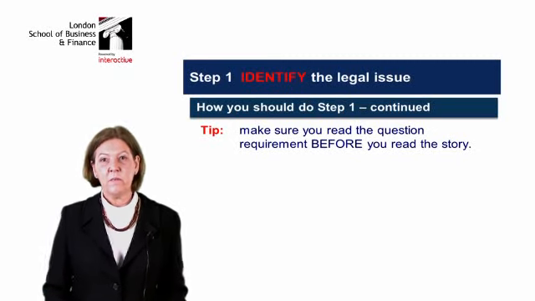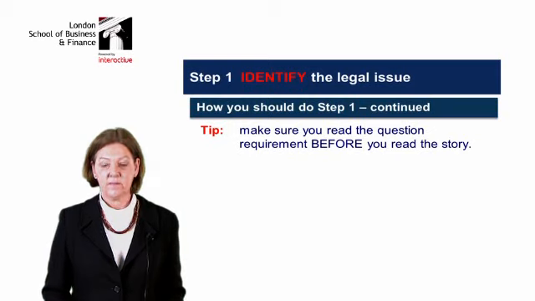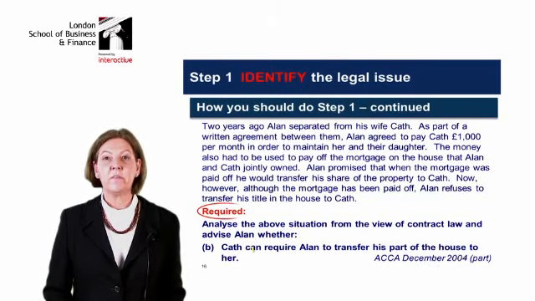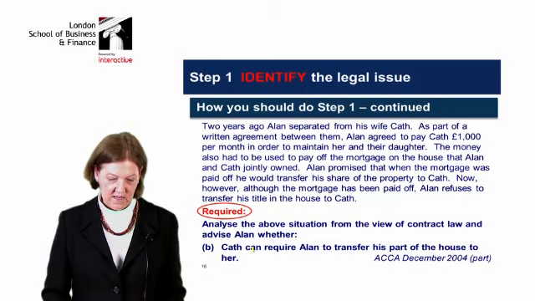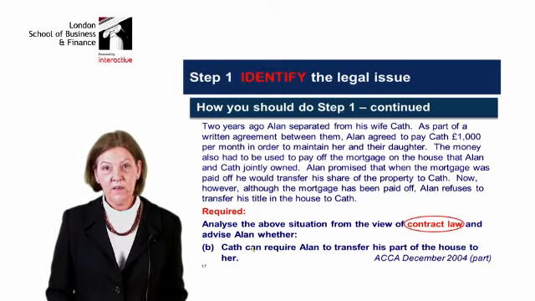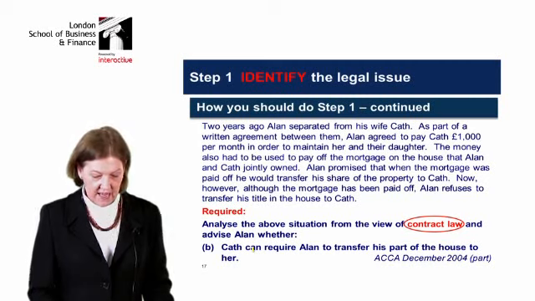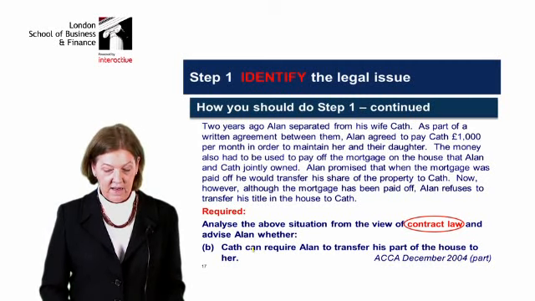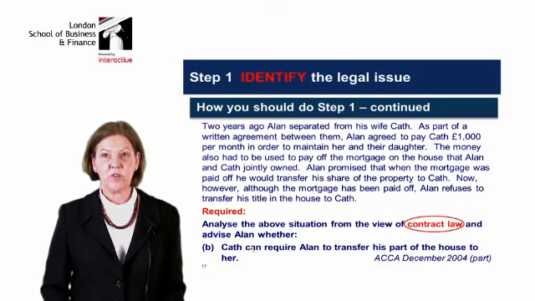So let's focus at the moment on reading the question requirements. That's the part that the examiner puts in bold to draw your attention to it. So this question requirement says, analyse the above situation from the point of view of contract law. Contract law. So at least we know this question is about contract law, but we need to drill down further. And it says, and advise Alan whether Kath can require Alan to transfer his part of the house to her.